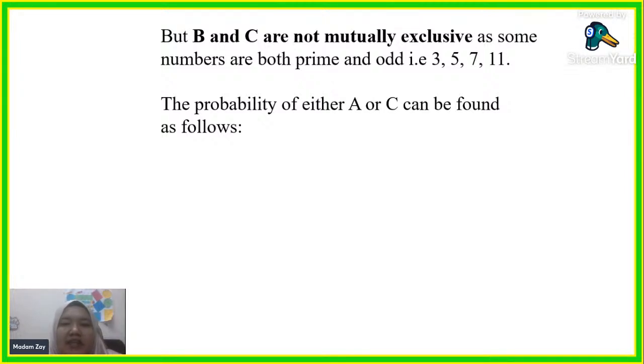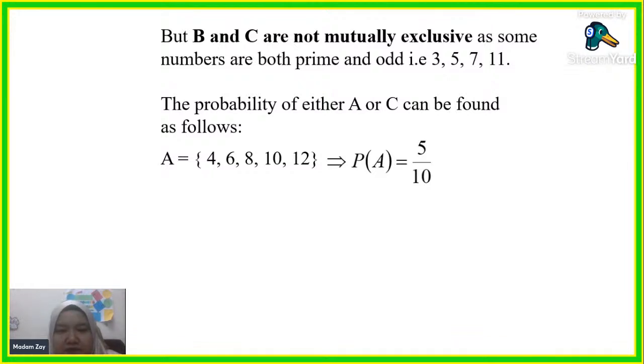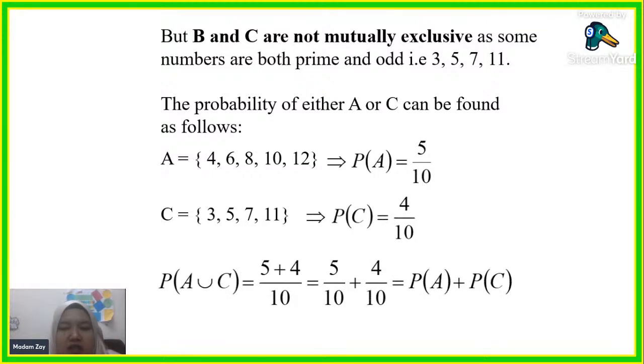So the probability of either A or C can be found as follows. The probability of A is equal to 5 over 10 because we have 4, 6, 8, 10, and 12. And then C is 3, 5, 7, 11, for prime numbers, right? So the probability of C is equal to 4 out of 10 because the sample space is 10. So the union, this is the probability of either A or C. So the probability of A union C is equal to 5 plus 4 over 10.